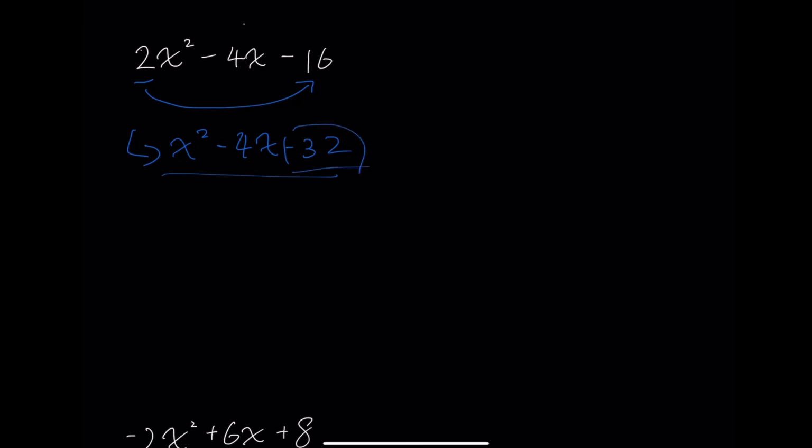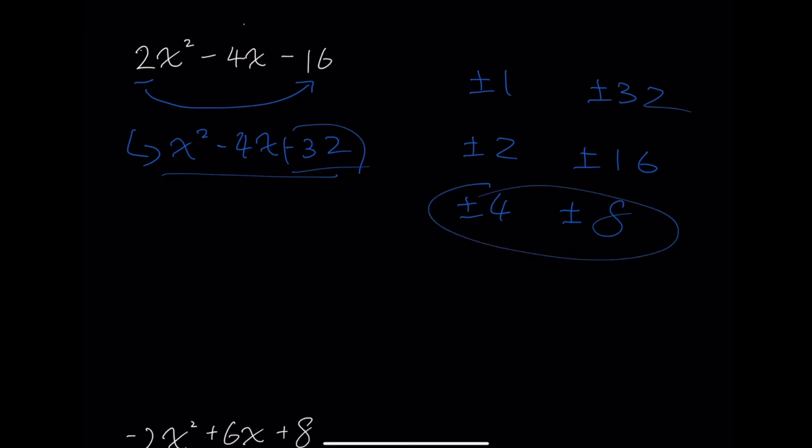We look at negative 32, we could see plus minus 1, plus minus 32, plus minus 2, plus minus 16, and plus minus 4, plus minus 8. We need to use the plus minus 4 plus minus 8 set to make a negative 4x. So that will look like, put the bracket and the x, positive 4 and negative 8. But that's not the end of it yet.